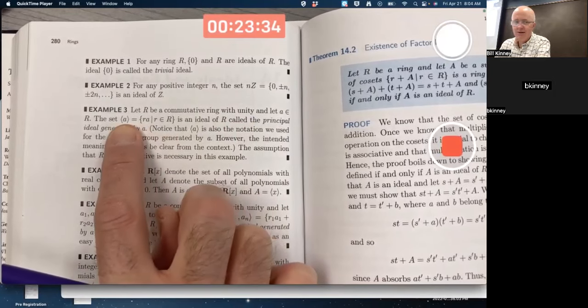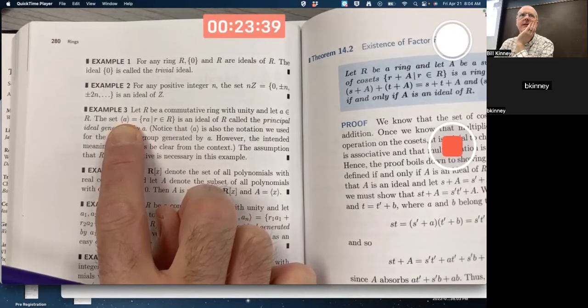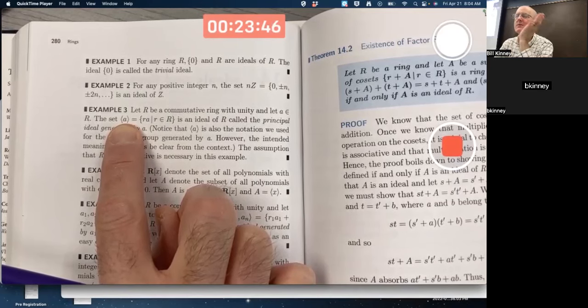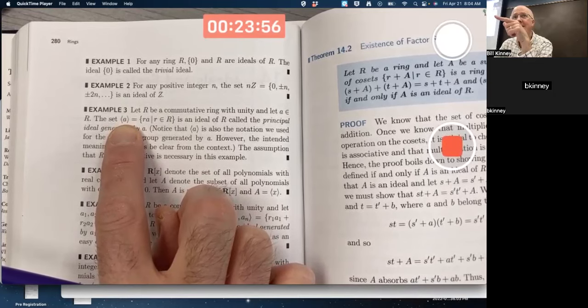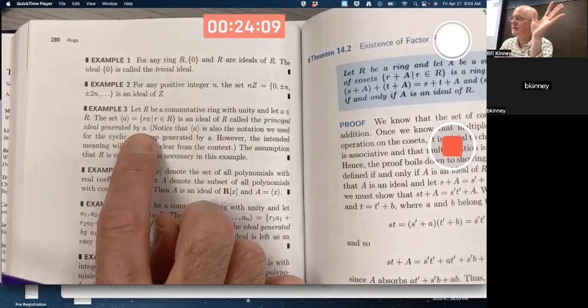This set, that notation looks familiar, doesn't it? Looks like the cyclic subgroup generated by a. Well, guess what? It's not. In more controversy between group theorists and ring theorists, in ring theory this does not represent the cyclic subgroup generated by a. It might be equal to the cyclic subgroup generated by a, maybe, but not necessarily. In ring theory, it's called the principal ideal generated by a. We still say the word generated.